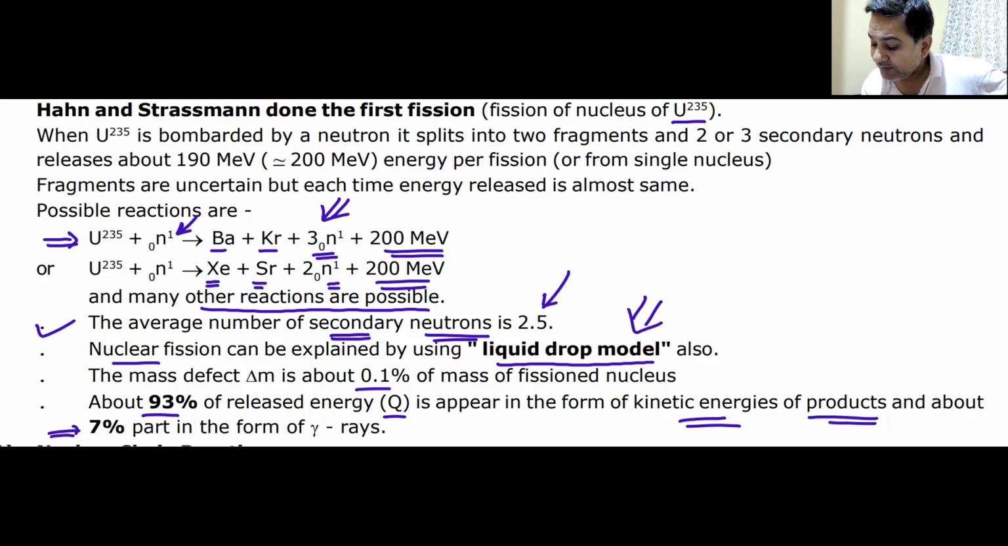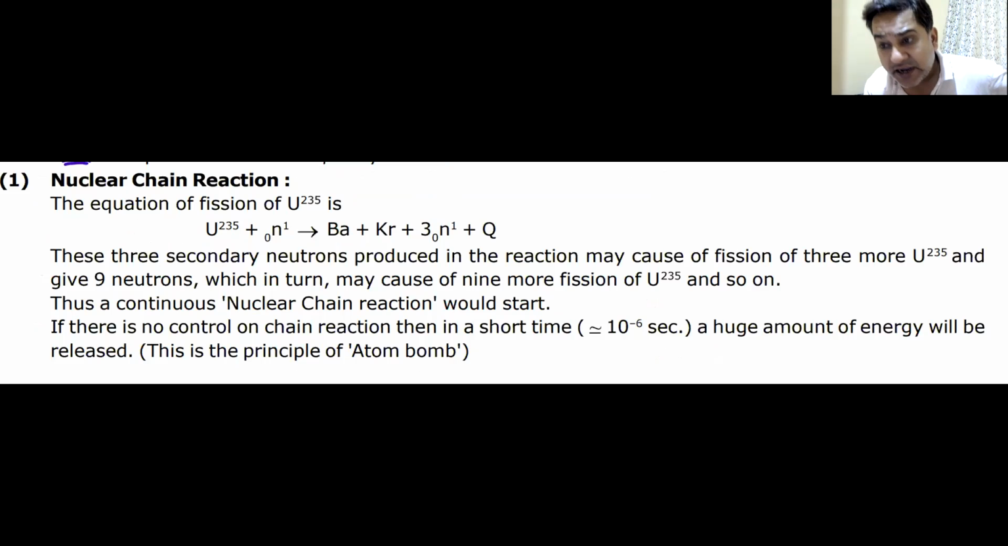Next heading, you just have to read this, is a nuclear chain reaction. And a nuclear chain reaction is very simple. We have already seen it. I will bombard uranium U-235 with 1 neutron. At the end, I will get some product, and we will get 3 neutrons which are produced. Now, these 3 secondary neutrons can cause the fission of 3 more U-235, and I will have 9 neutrons, then 27, and so on. I will have a large number of neutrons which can cause the fission of a large number of U-235.